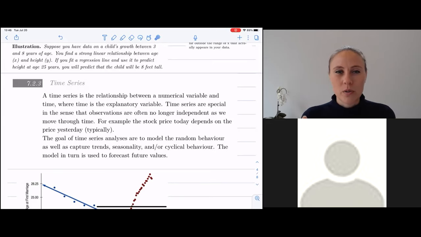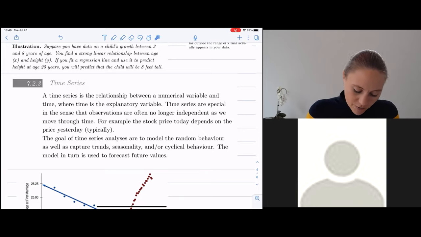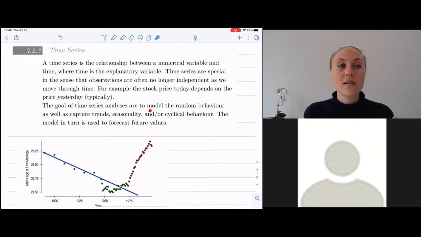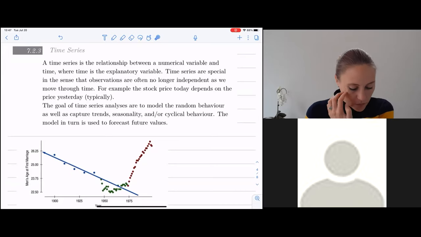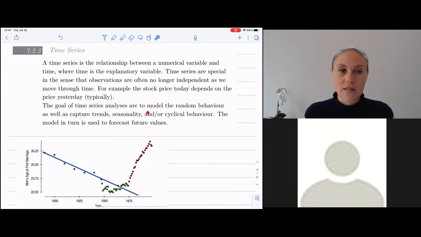There are so many tools available, and time series analysis is like its own field. So I'm not going to be able to get into anything really deep, but just be aware of what time series are and that you lose that independence as you move through time, and so you have to account for that. Of course, the goal with time series is still to model that random behavior and to predict future values, usually called forecasting. So we want to do some time series analysis, and there are lots of different tools available, and they're all pretty cool.